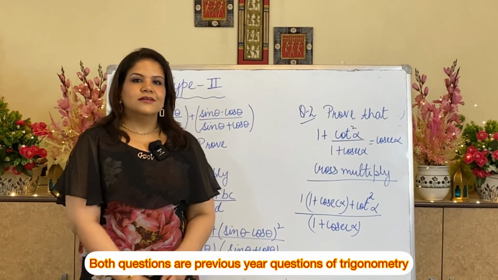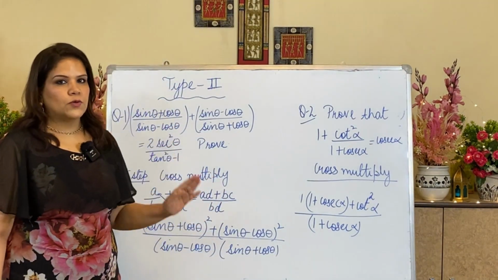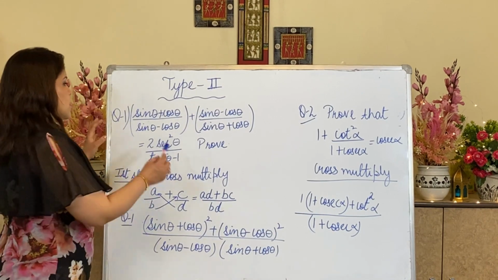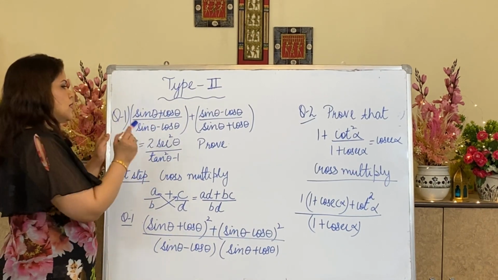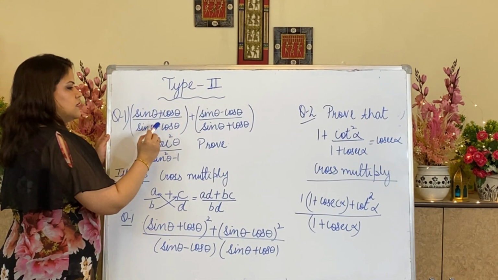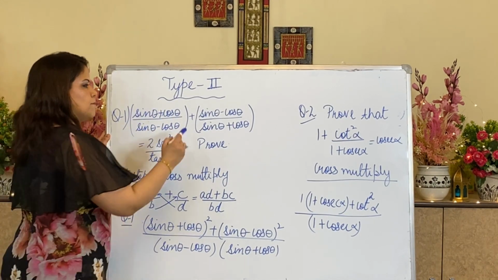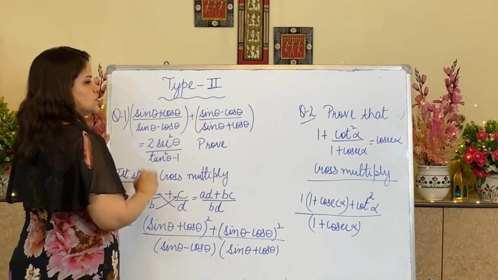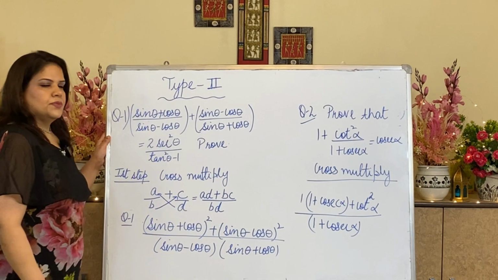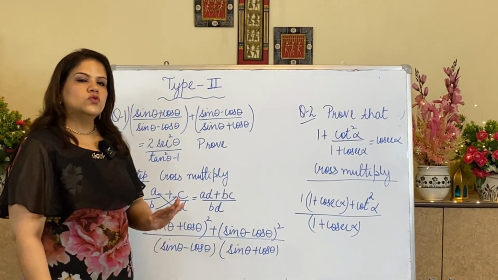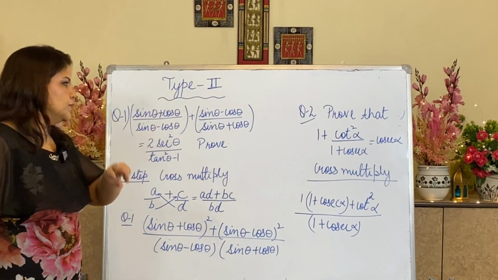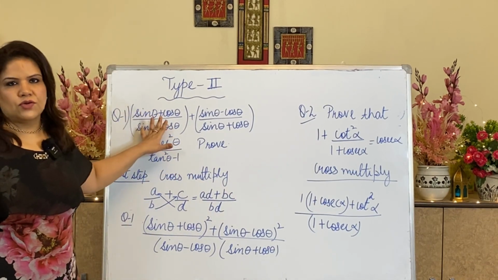Now I am taking type 2 of prove that questions of trigonometry. In those questions, we will have something like this: sine theta plus cos theta upon sine theta minus cos theta plus sine theta minus cos theta upon sine theta plus cos theta. If you try to convert this into sine or cos, the first method which I have already explained to you, this is already given in sine and cos.